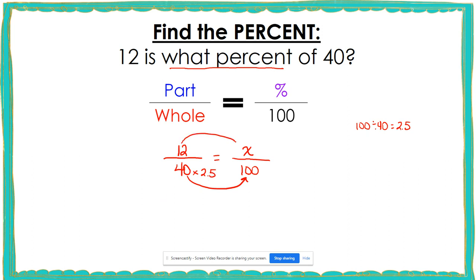Now to get from 12 to x, I'm also going to multiply by 2.5. When I do 12 times 2.5, I get that x equals 30. That means that 12 is 30% of 40.